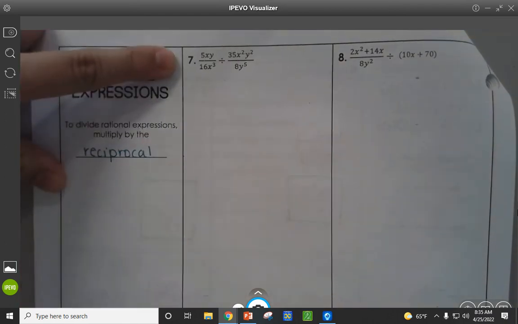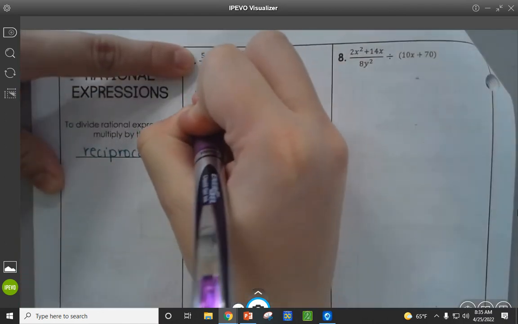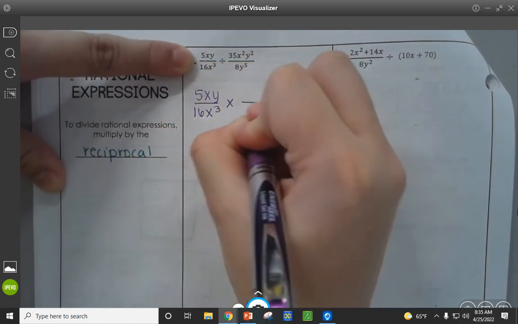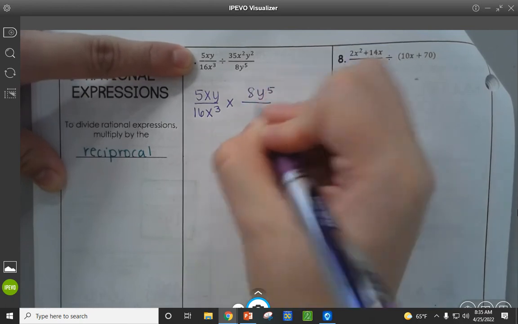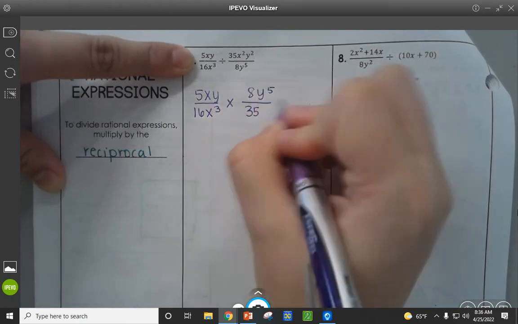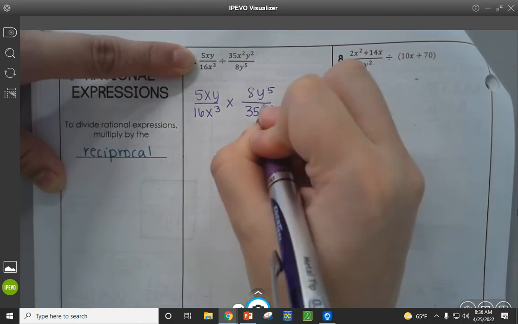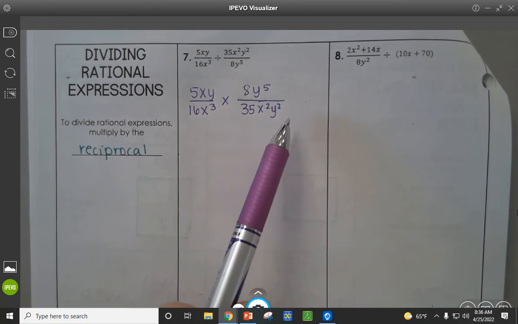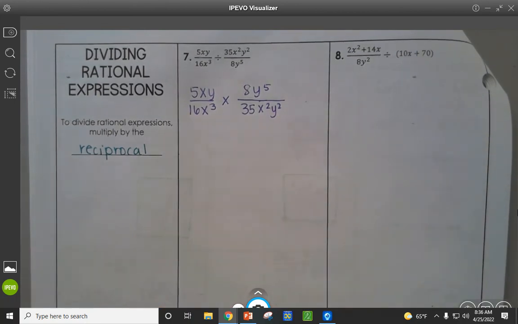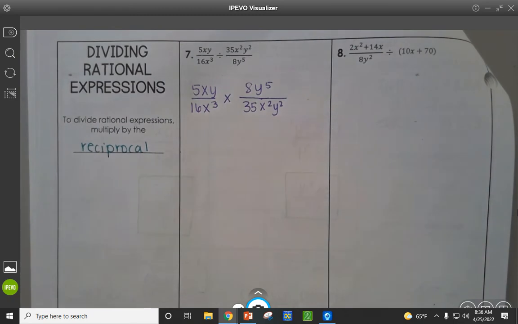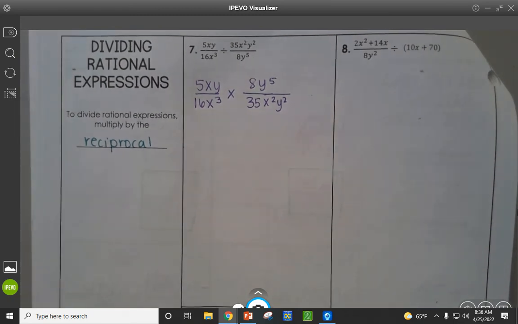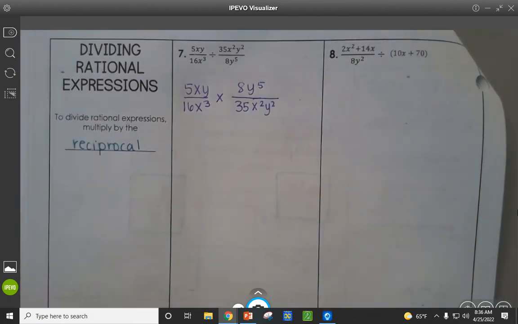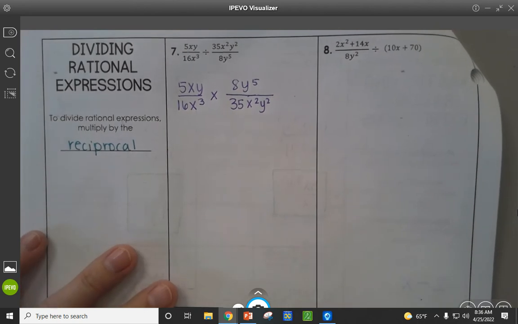So this is number 7. This is the same thing as having 5xy over 16x cubed times 8y to the 5th over 35x squared y squared. So we changed it to multiplication and you flipped the last fraction. And then it's a problem just like the first 6. These are monomials, so the easiest way to do these is go ahead and multiply straight across and then simplify. It's usually less work that way.